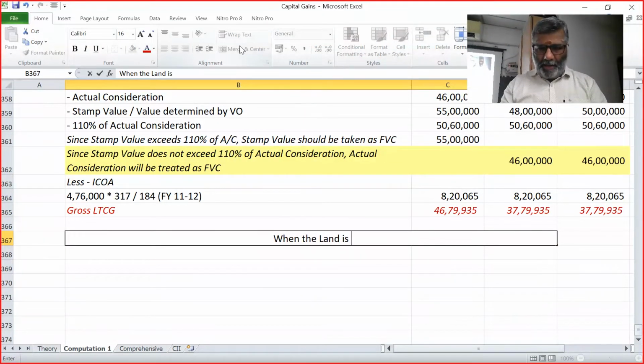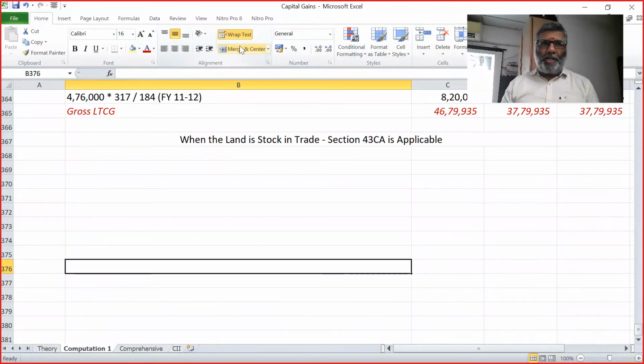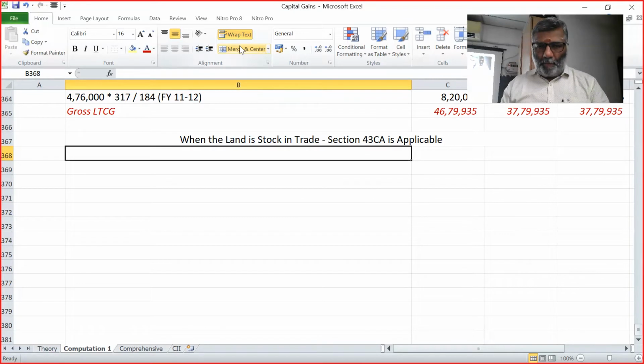When the land is stock in trade, section 43CA is applicable because it goes to the previous chapter. Business or stock in trade is not a capital asset, so it goes to business or profession. Particulars. Okay.